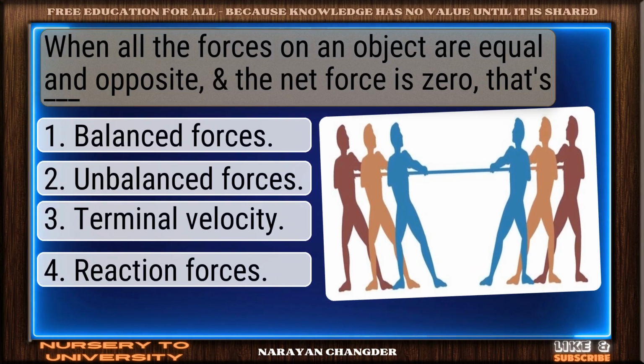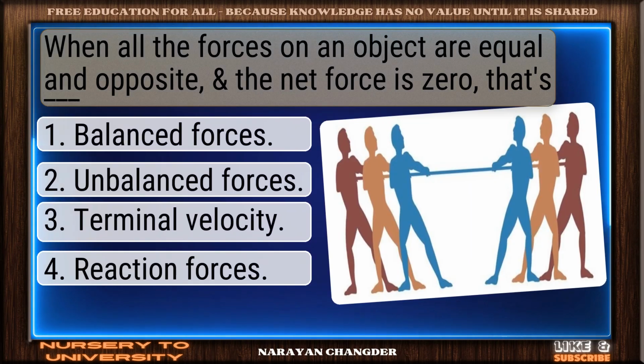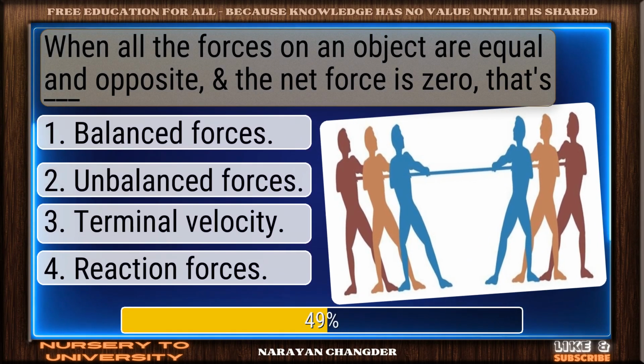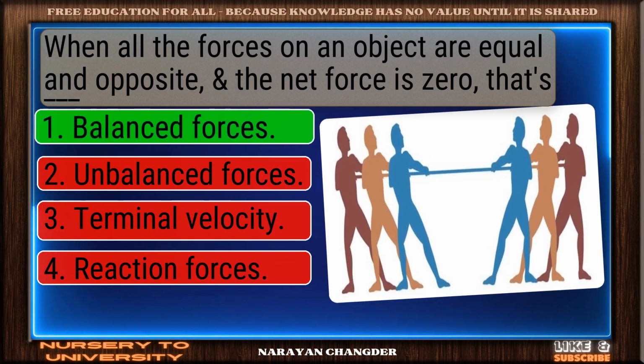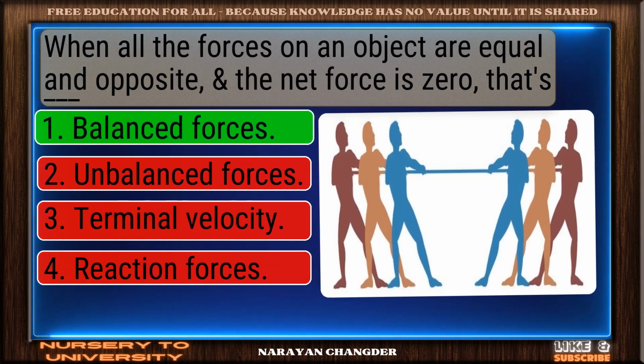Question number 19. When all the forces on an object are equal and opposite, and the net force is 0, that's dash. You're right. Balanced forces is the correct answer.